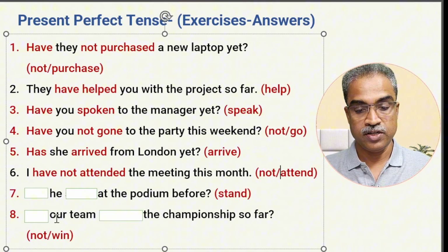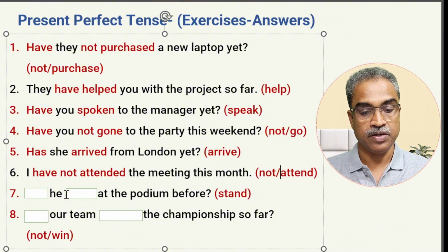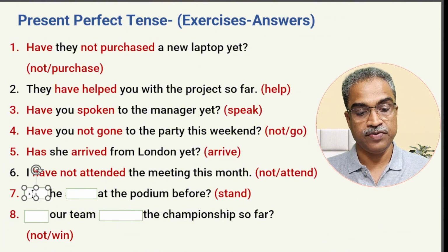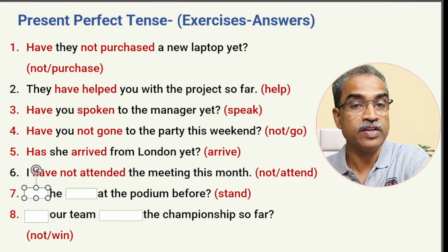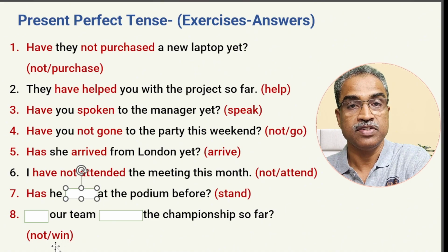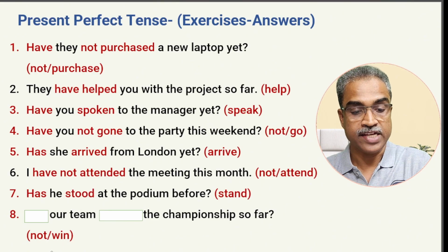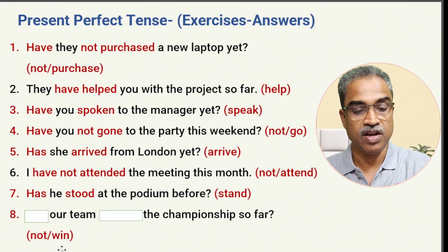Seventh one, it's a question. Stand is given. The verb is stand. So he is the subject. So the first one will be the auxiliary. It will be in the present perfect. It will always be has. And then stand. Stand, stood, stood. V3 form. Has he stood at the podium before? You see how it is working out?